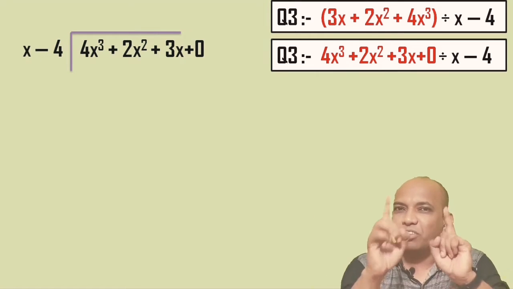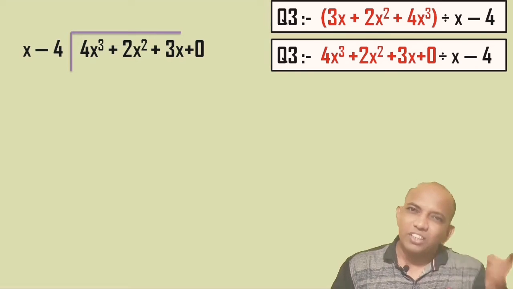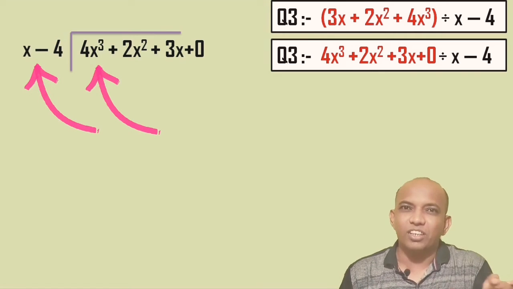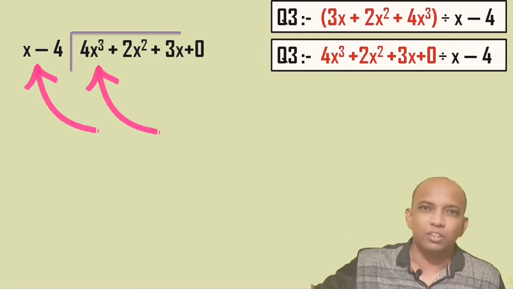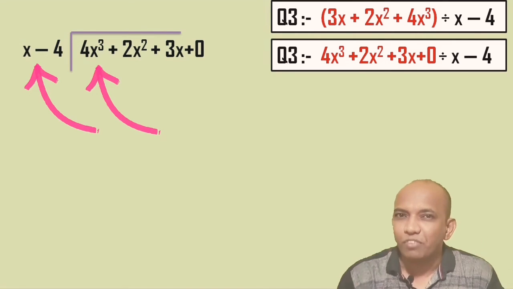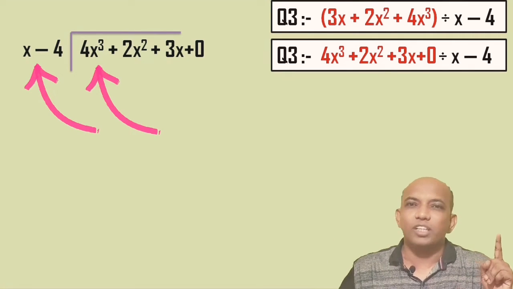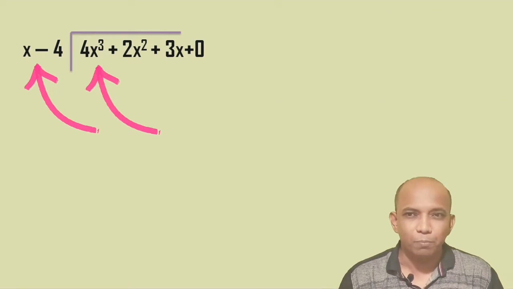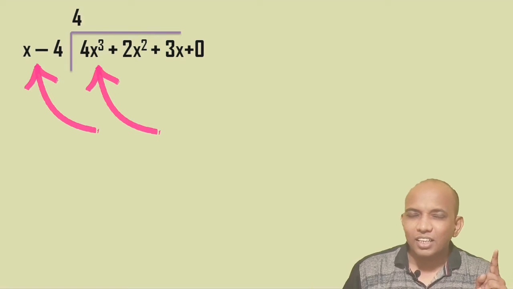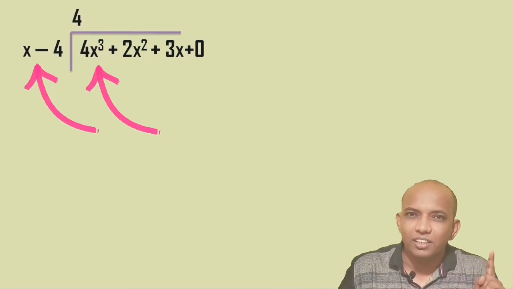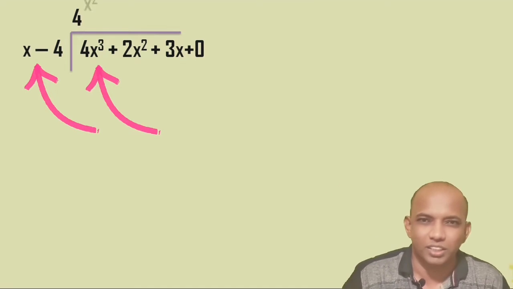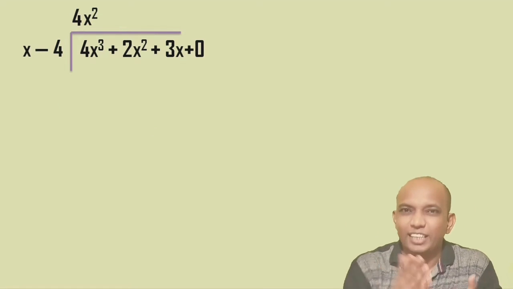Our first step is to observe the first term of the dividend and the first term of the divisor. What do we see? We have 1x as the first term in the divisor and 4x cube as the first term in the dividend. First of all, check the coefficient. In one's table, do we have 4? Yes, 4 ones are 4, so write 4 in the quotient. After that, check the powers. We have x in the divisor and x cube in the dividend, so x square is missing. That x square will be written in the quotient, right? The difference of the powers, that is x square.